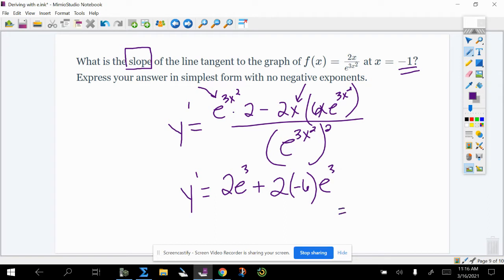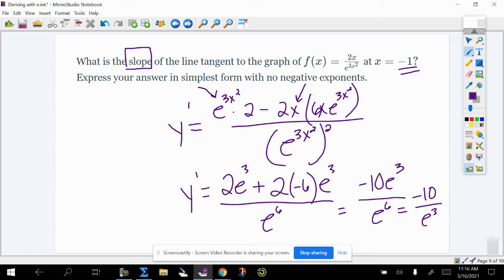So I'm going to have 2e cubed minus 12e cubed, which is going to be -10e cubed, over, I'm going to get e cubed squared, which is e to the sixth. So it does take a little bit of exponent rule knowledge. You end up getting -10 over e cubed. And they actually do want you to write it in simplest form with no negative exponents. So that is your slope.